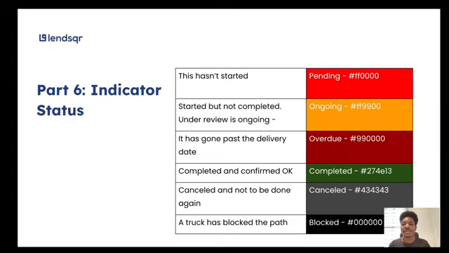So for indicator status, we have these color codes and these statuses that we use in Lendsqr. Pending, which are tasks whose time in the schedule hasn't arrived yet. Ongoing, their time has arrived and we're working on it. Overdue, their time has arrived and passed and we're still working on it. Completed. Cancelled: priorities changed, alternatives were found, minds were changed, people were no longer interested, so they canceled the thing.